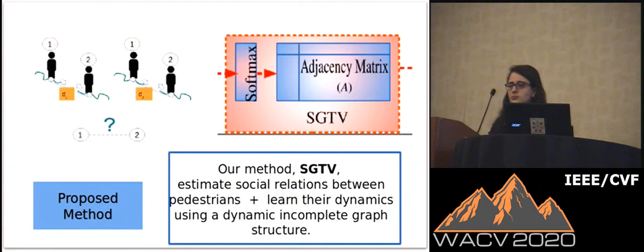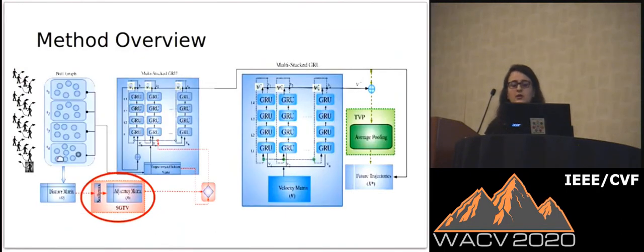We determine assumptions about the upstream distance, and we learn the dynamics using the dynamic incomplete graph structure. So to begin, in the figure to the left, we record the distances between each pair of pedestrians along the time steps, and we project these distances using a softmax layer to initialize the adjacency matrix, which is our main mechanism to judge the relationships.